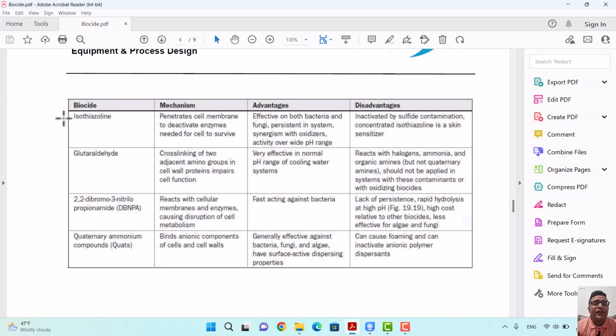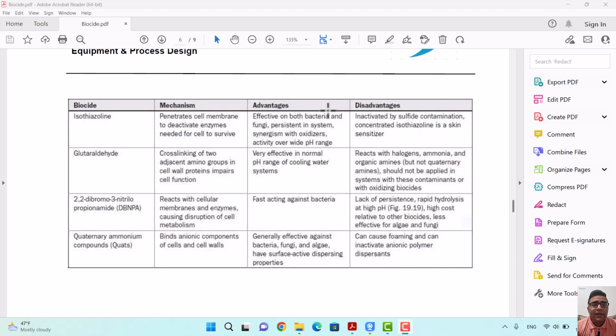I'm going to start with isothiazoline. Isothiazoline penetrates the cell membrane to deactivate enzymes needed for the cell to survive. Its advantage over other non-oxidizing biocides is that it is effective on both bacteria and fungi, persistent in the system, synergistic with oxidizers, and active over a wide pH range. Its disadvantage: it is inactivated by sulfide contamination. Concentrated isothiazoline is a skin sensitizer.